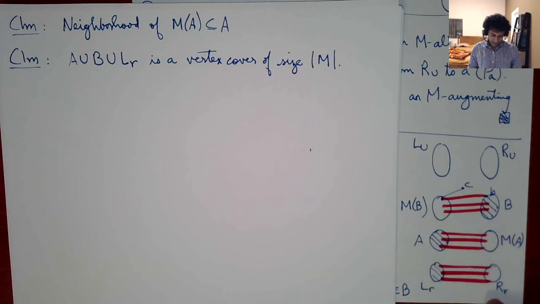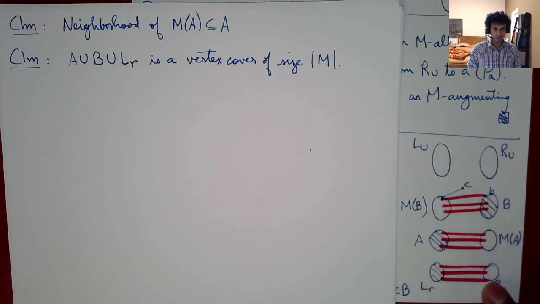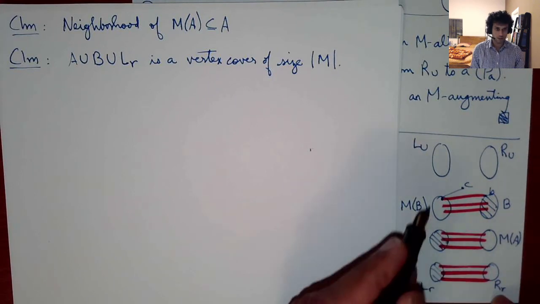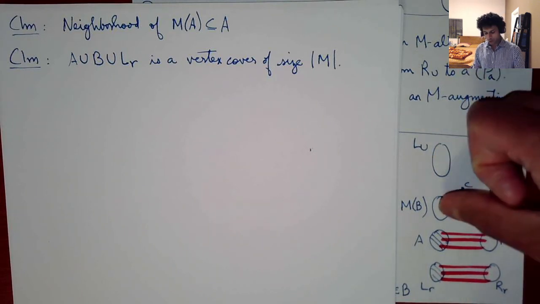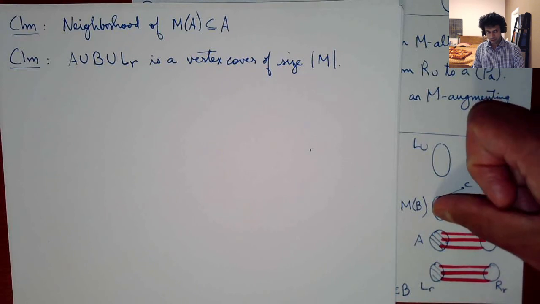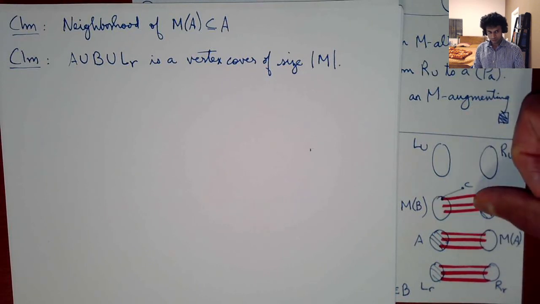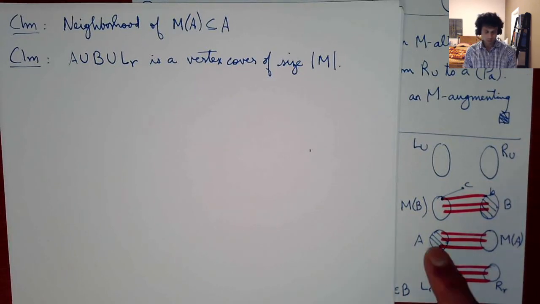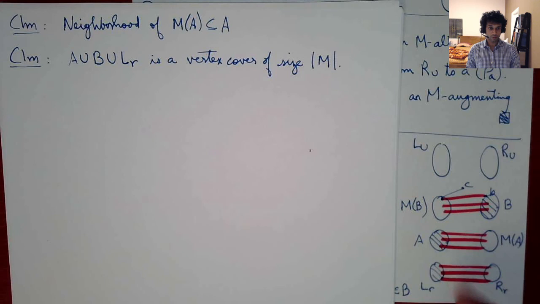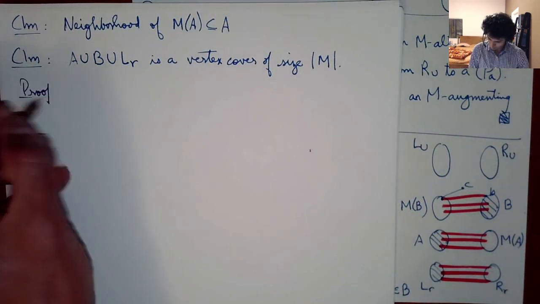And we'll see that any edge that is going out of R doesn't have any other options, because we just said that all the edges incident to LU end up in B. All the edges incident to MB end up in B. So all the edges incident to little RR have to go to LR or to A. There's no other option. Okay?